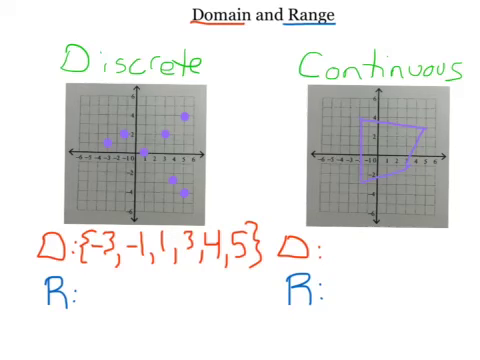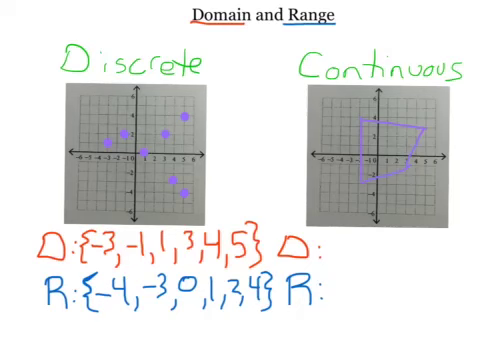The range is similar. We have the curly brace to open it, but now we're working with the outputs, or the y values, so we're looking at the y coordinates. Again, we're going from smallest to biggest, and we're not repeating any values. So we start with -4, -3, 0, 1, 2, and 4. Even though there are 2 points that have a y coordinate of 2, we only list 2 once in the range because we don't repeat any values.